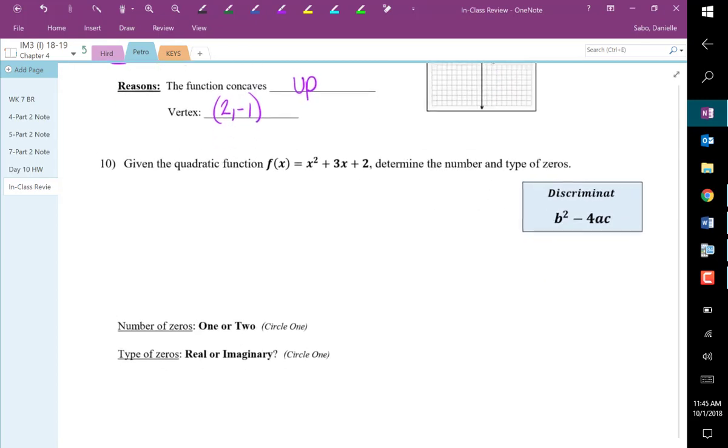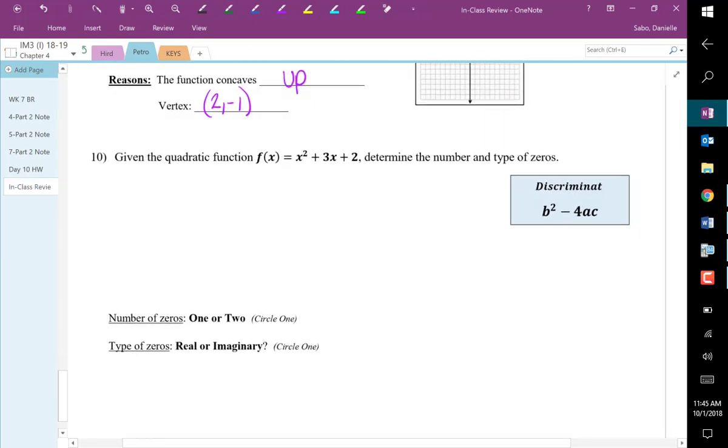Okay, the discriminant, last one. This is that one where if it was positive, you have 2 real. If it's negative, you have 2 imaginary. And if it's 0, you have 1 real. Okay, so those are the 3 options you have. So we're looking for positive, negative, or 0.